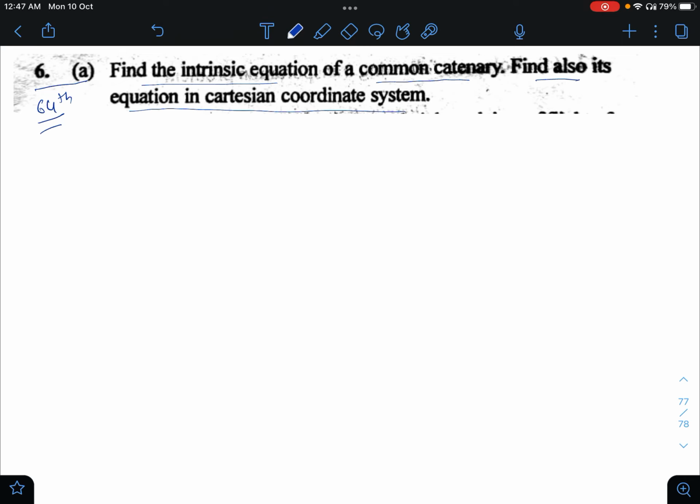So let us assume that this is a uniform chain BAC, where this lowest point is A. Let us assume that P is a point on this uniform chain, and that P is S distance away from A, measured on the curve AP. Let us consider this AP part of the uniform chain BAC, and let us assume that w is the weight per unit length of this chain.